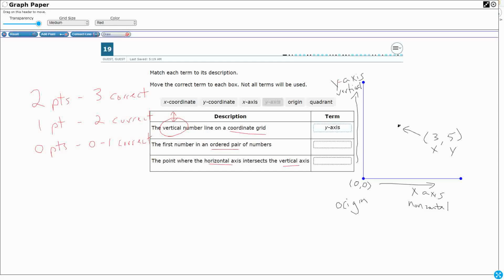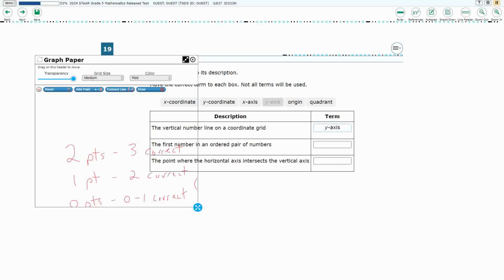The first number in the ordered pair. All right, so we didn't necessarily say ordered pair, but this right here is an example of an ordered pair. So when you're trying to plot coordinates, you'll see it in an ordered pair. It'll be parentheses, a number, comma, another number, and then parentheses. And you put them in order because they have to have the first one first, the second one second, and the first one is always the x coordinate. It goes along the x-axis. So the first number in an ordered pair is going to be this x coordinate right there. So let's drag that down.